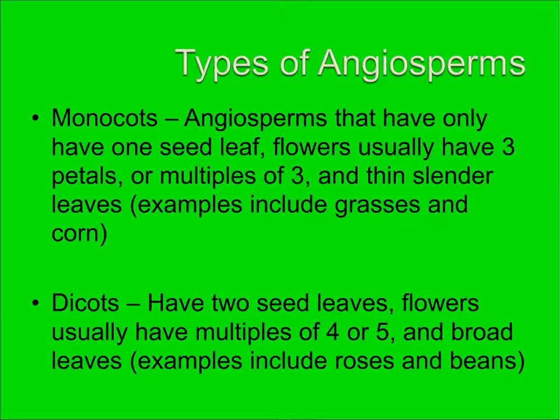Okay, our types of angiosperms are determined based on the type of flowering patterns that they have. So you have to look at the flowering patterns and the leaves. If the leaves come in multiples of 3, and they're thin and slender, they're going to be like grasses and corn. If we think about grasses and corn, and how those leaves are made from the stalks, this is an example. Those are called monocots.